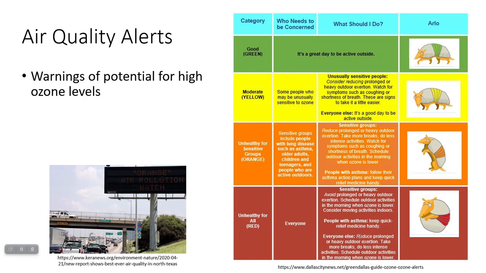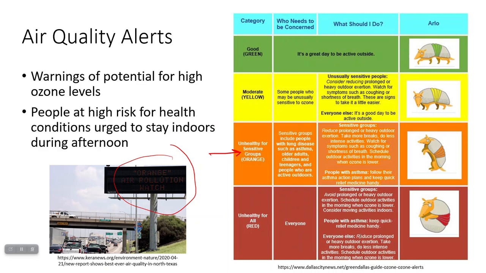So, because of this, you'll often have these air quality alerts. You'll see them most often during the summer on these boards. You'll see something like an orange air pollution watch. What that is going according to this scale. So, orange, for example, means that the air is unhealthy for sensitive groups. So, those people should stay indoors when possible, especially in the afternoon. So it says, for example, here, schedule outdoor activities in the morning when ozone is lower.